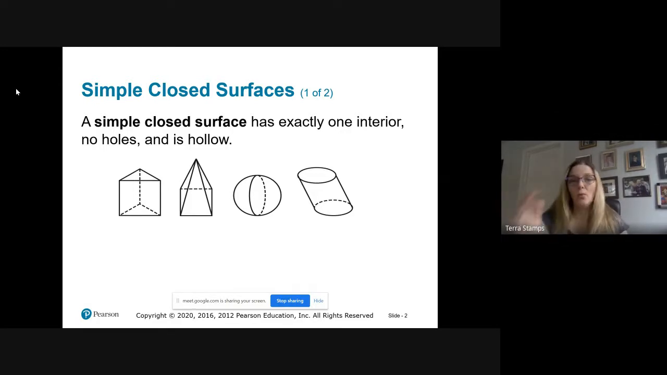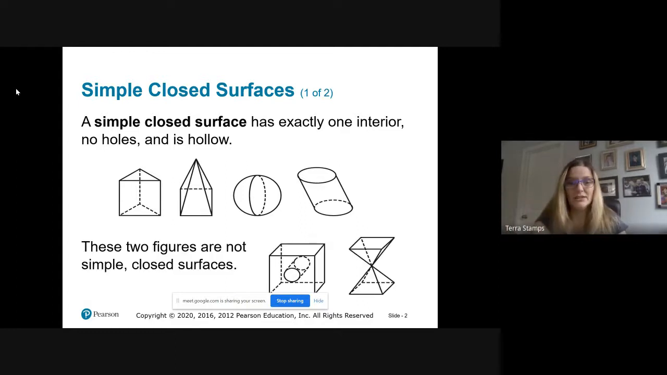Okay, so what is something that's not? So these are all examples that are simple closed surfaces. So look at the ones at the bottom. Those are not simple closed surfaces. See how they have a hole in there? And the one down here on the right, that kind of hourglass looking one, that one has two interiors. So that's what makes those two not simple closed surfaces.